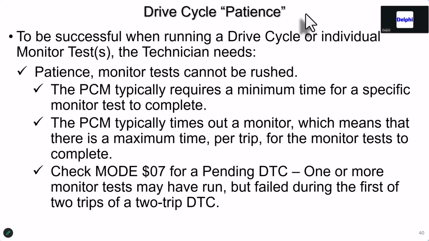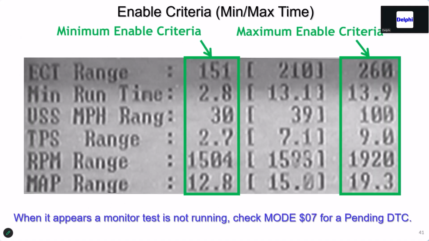And one other thing when you're running monitor tests: when they're not running, and it seems like they should be, jump back to pending codes in mode 7 in global and see if a pending code has popped up. That test may have run and failed, but since it's a two-trip code, you need a second trip to turn on the light. So when things aren't working, periodically pop back to pending codes and see if something has happened, because that means that test did run, but it failed. Okay? It's just a little clue from experience.